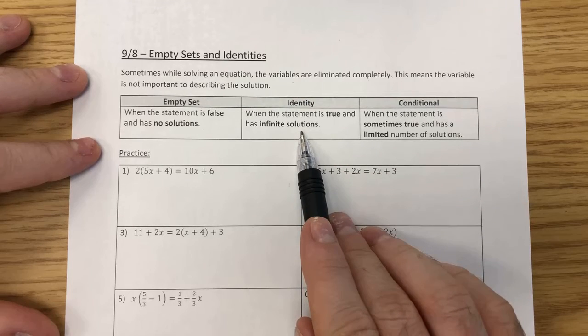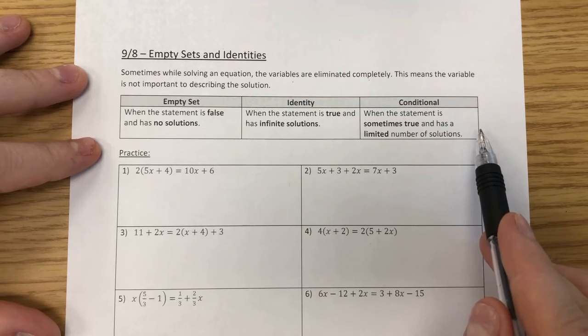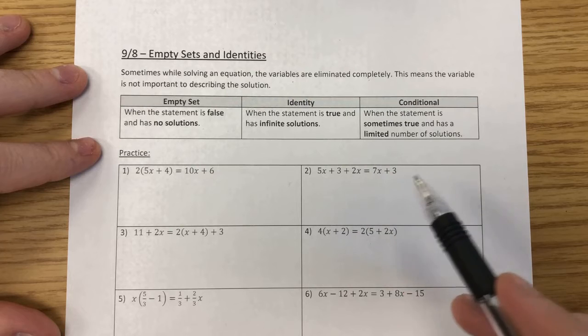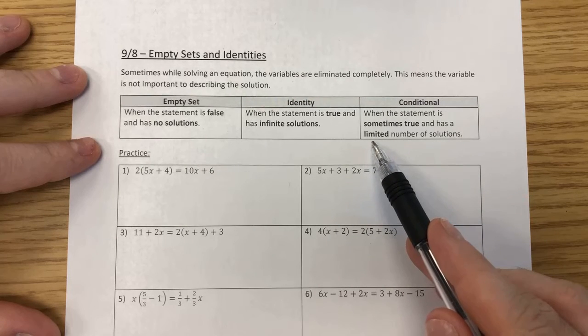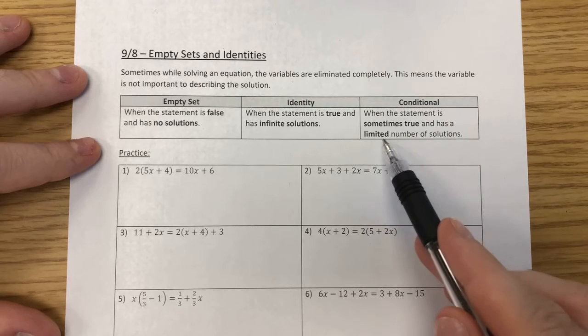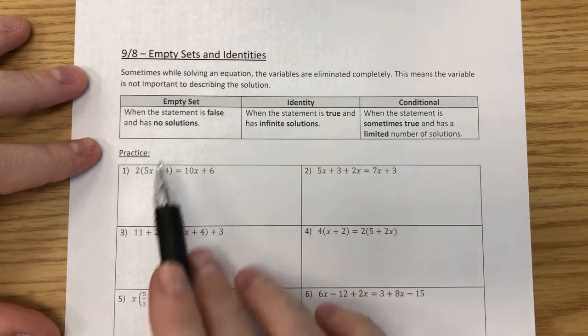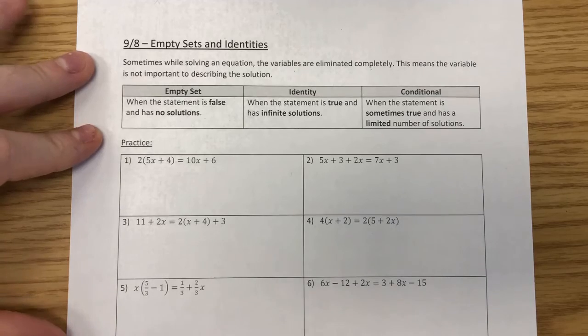Most of what we're used to in class is what we call a conditional statement, where it's sometimes true because there's a limited number of solutions. That being said, if x equals 3, that's a limited number of solutions. It's limited to 1. If x is less than 12, that's a limited number of solutions. Only numbers below 12 work. So knowing these three cases is how we're going to solve some of these problems.